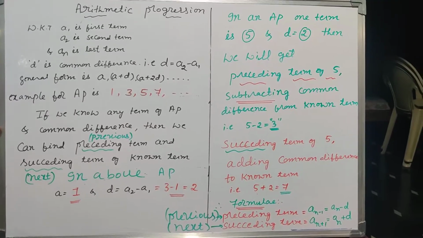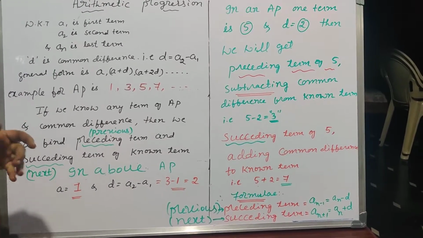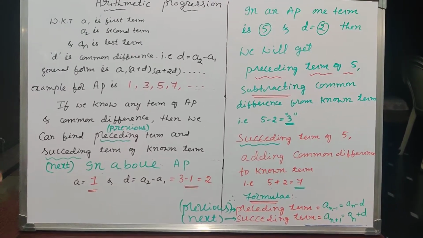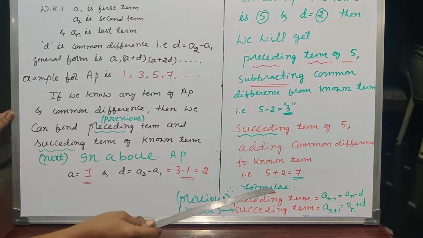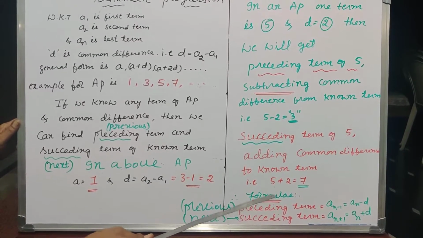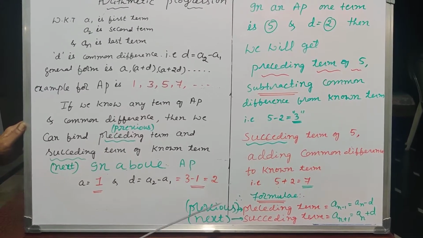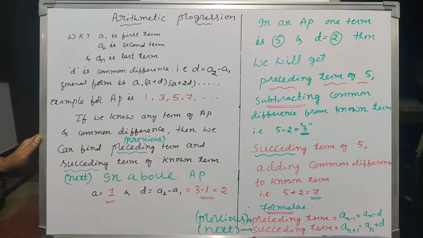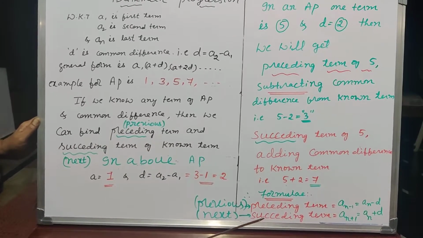Did you get the idea? That is your formula for how to find the preceding term, previous term and succeeding term, that is the next term. Your preceding term, that is the previous term of the given term, is given by the general formula A n minus 1 is equal to A n minus D. Similarly, the next term, the succeeding term of the given term, is A n plus 1 is equal to A n plus D. Did you get the idea? Okay.